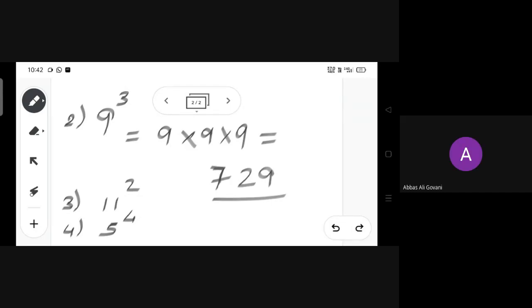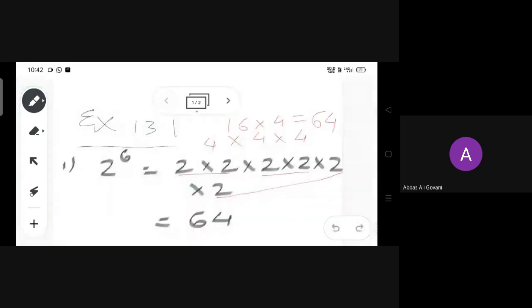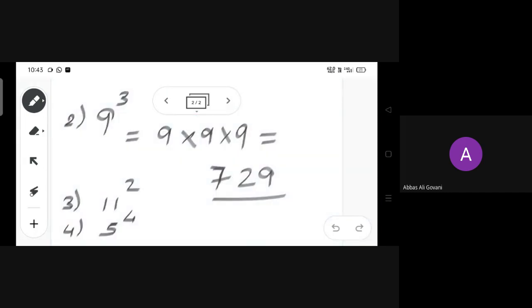Sir, do the first question. Look, this is the first one. This one is the second one. All of you, please keep writing. I have to do other sums also, right?